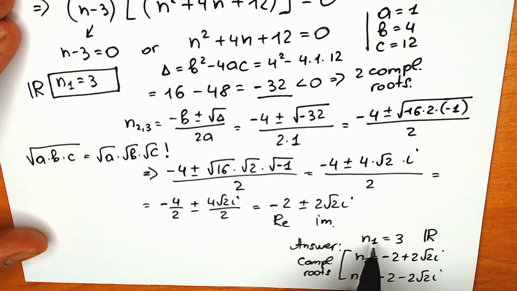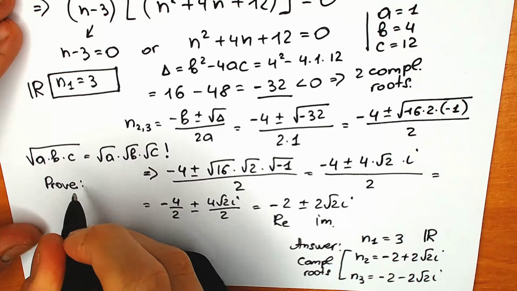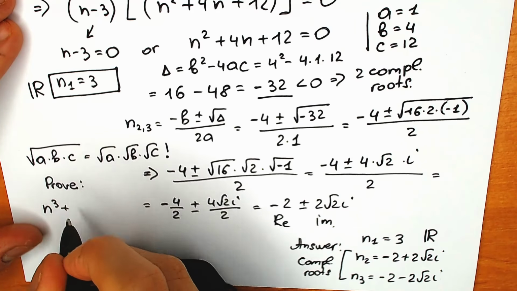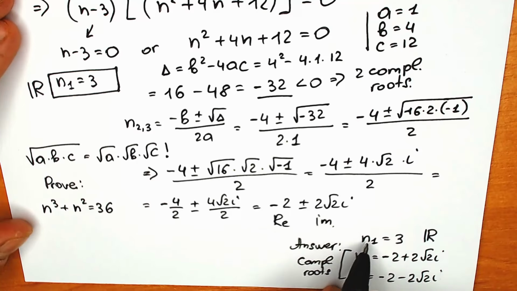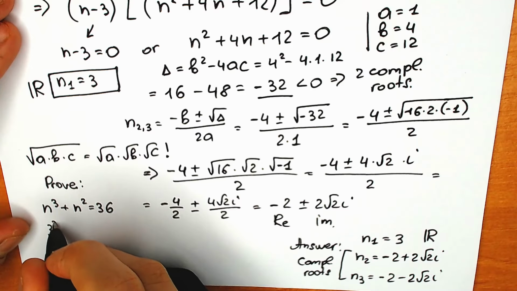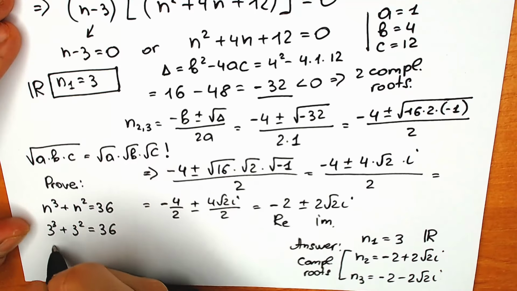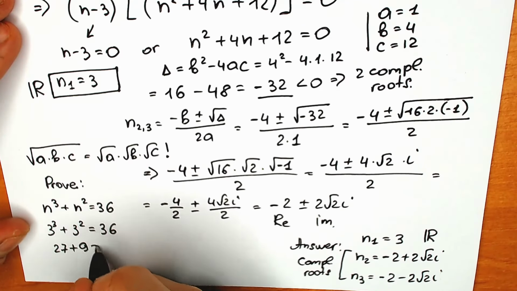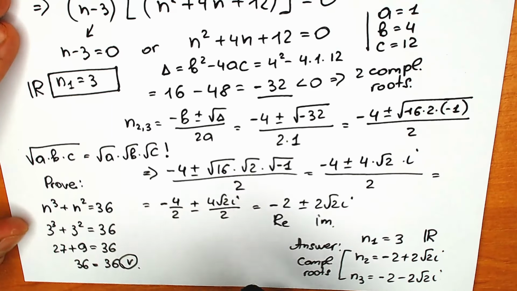So let's check this n equal to 3 first. Let's do the quick proof right here. We have n cubed plus n squared equal to 36. When we plug in this 3, we have 3 cubed plus 3 squared equal to 36. From here, we have 27 plus 9 equal to 36, 36 equal to 36. So our root is absolutely correct.